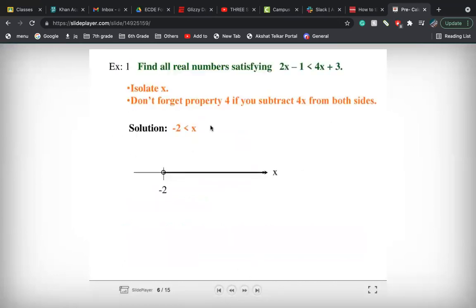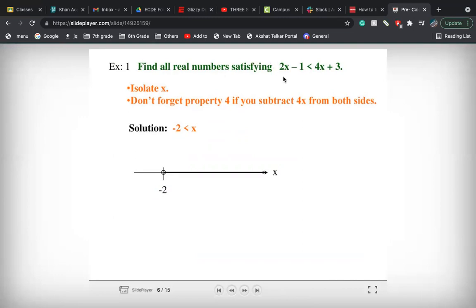Okay, so now we're going to go over more algebra, some stuff that you learned beforehand. So the first step you want to do when solving 2x minus 1 is less than 4x plus 3. The main goal right here is to isolate x. So how do you do that?